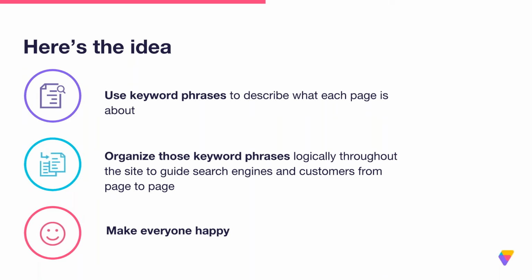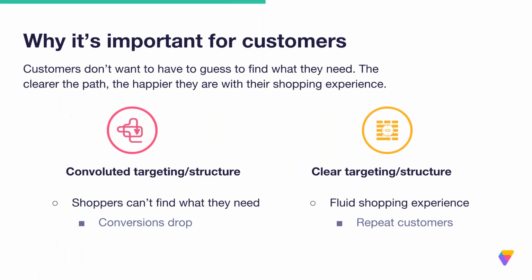Ultimately, making your website good for search engines is about making your users happy. If your site is well organized with logical keywords, search engines will be able to navigate it with ease and to show it in relevant searches. In turn, customers will come to your site and find what they're looking for quickly and easily. And once that happens, you'll get those conversions. Let's go into some more detail on this. So taking a look at why it's important to have this structure for customers.